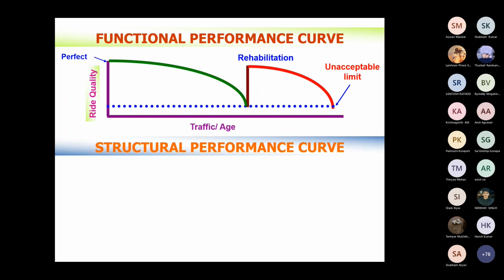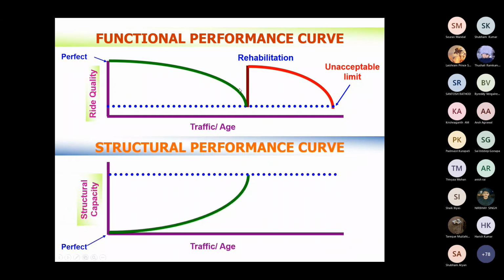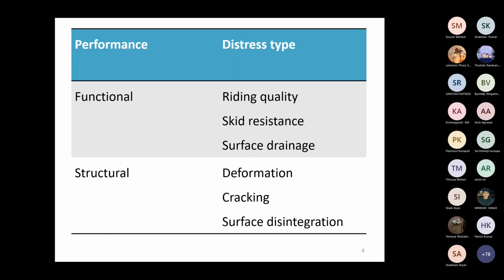Similarly, this will happen with the structural performance curve also. If you find the deflection of the pavement, the structural one, the deflection will keep on increasing with the increase in traffic or with age. If it reaches beyond some limit, it may warrant some maintenance, and then it will again decrease. So structural and functional failure can be there, and you can draw a performance curve out of that.